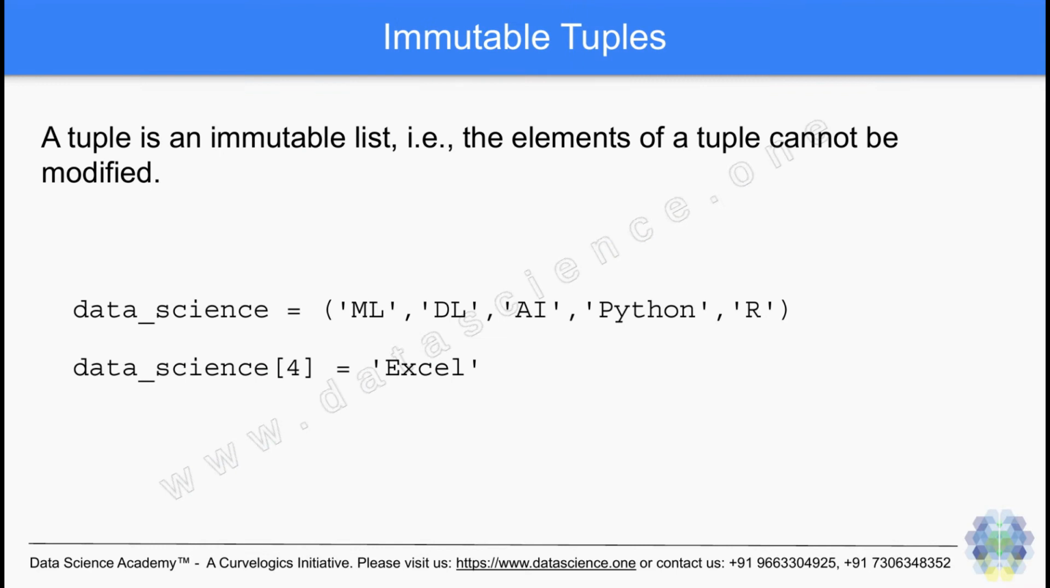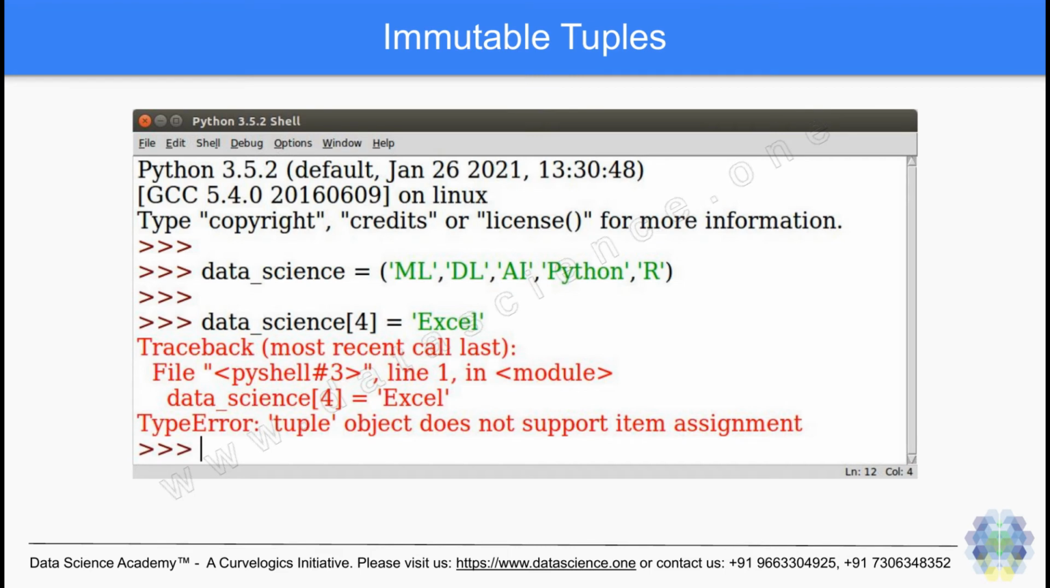A tuple is an immutable list, that is, the elements of a tuple cannot be modified. This is in contrast to lists, where elements of a list can be modified. As an illustrative example, let us create a tuple called data science, containing the following elements: machine learning, deep learning, artificial intelligence, Python, and R. We will make an attempt to replace R with Excel. As you can see, Python throws an error message, indicating that a tuple is immutable.